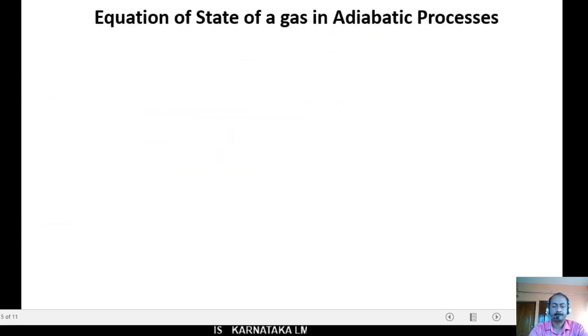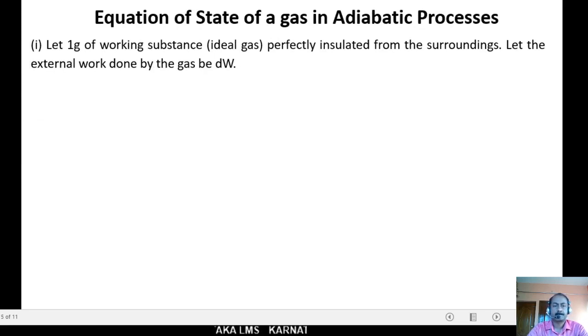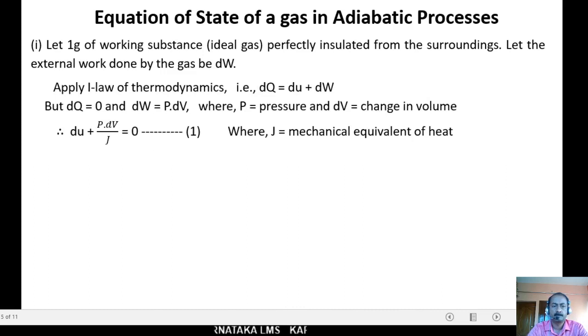Yes, students, let 1 gram of working substance, that means ideal gas, be taken inside the cylinder, which is perfectly insulated from the surroundings. Let the external work done by the gas be dW. When we push the piston inside or outside, the work done by the gas should be dW.